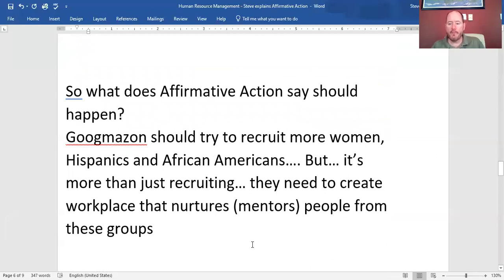So what does affirmative action say should happen here? It says that Gugmazan should try to recruit more women, Hispanics, and African Americans. But to do real affirmative action, it's more than just recruiting. They need to create a workplace that makes women, Hispanics, and African Americans feel comfortable and allow them to be promoted up within the organization. So how do we do that? Our goal is to create a workplace that is more diverse.